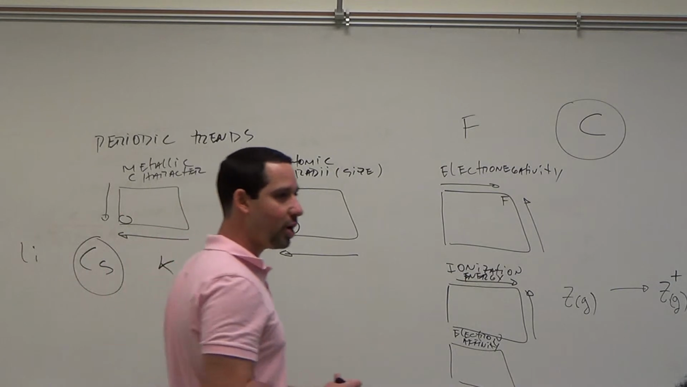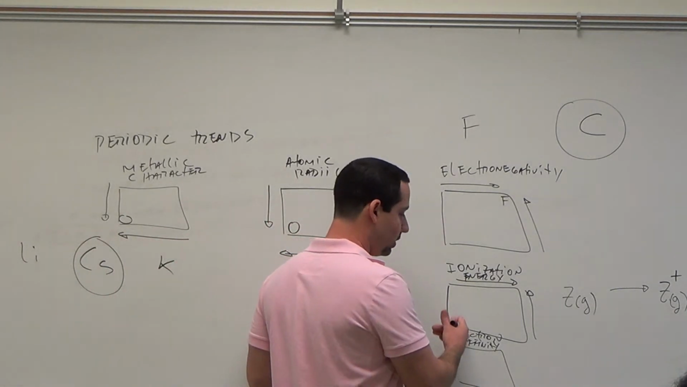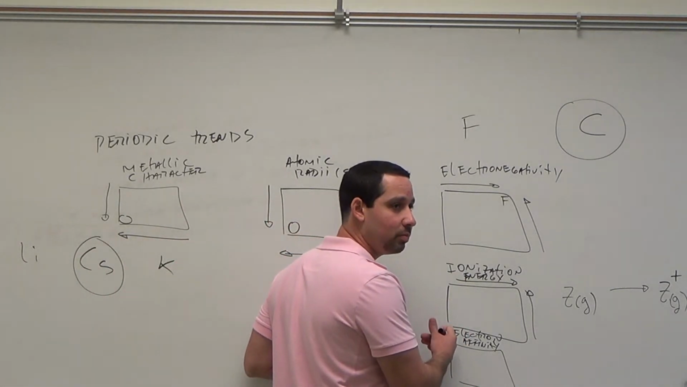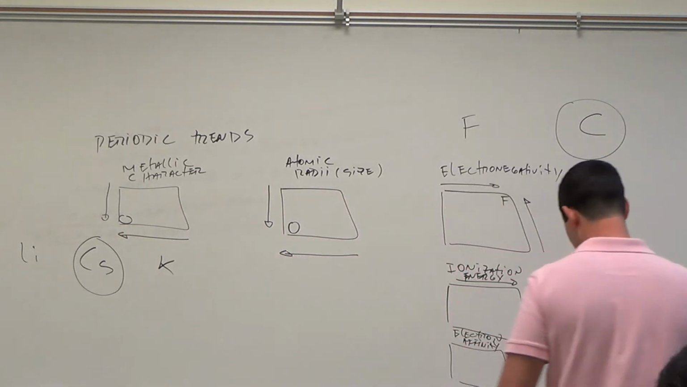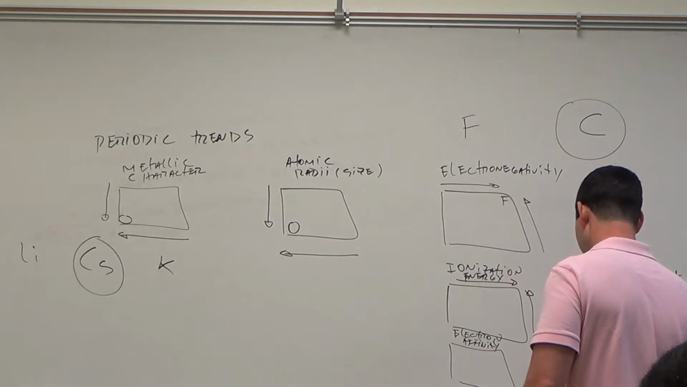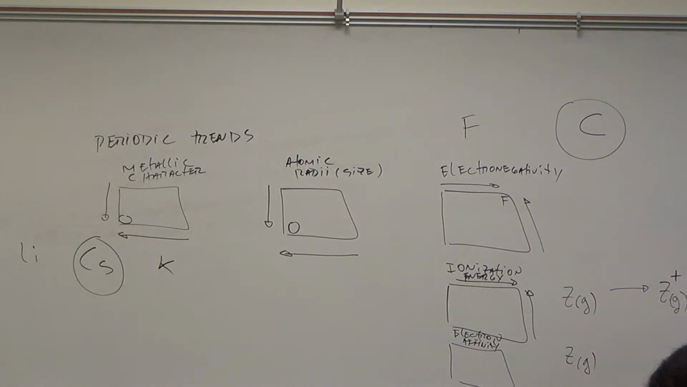Affinity means how much you like it, yes? How much you want it? It is gaining an electron, yes? Yes or no? It is gaining an electron. So this equation would be what? Z, yes? And now what? You add an electron to it. And when you add this electron to it, what do you get? You get Z minus, and that's it.